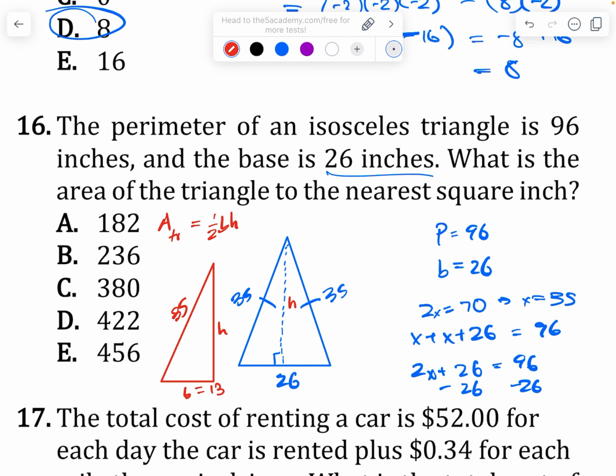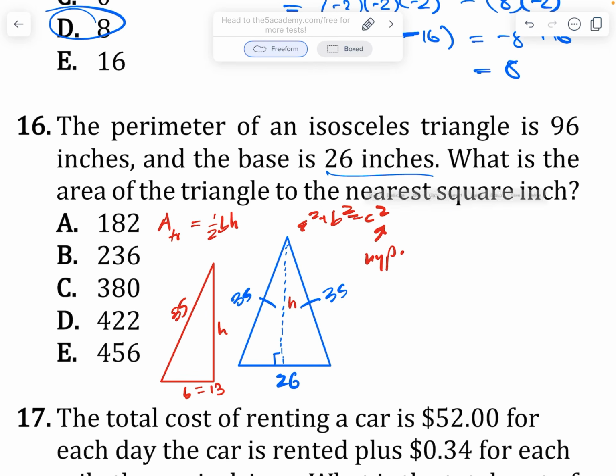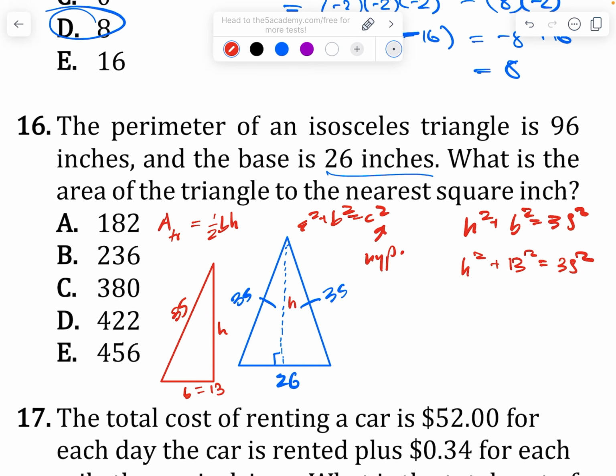So what I can do now is I can use Pythagorean theorem to identify h. So if you remember, a squared plus b squared is equal to c squared, where this is the hypotenuse. I know the hypotenuse is 35, so this turns into h squared plus b squared is equal to 35 squared. h squared plus 13 squared is equal to 35 squared. h squared is equal to 35 squared minus 13 squared. So h is equal to the square root of 35 squared minus 13 squared.